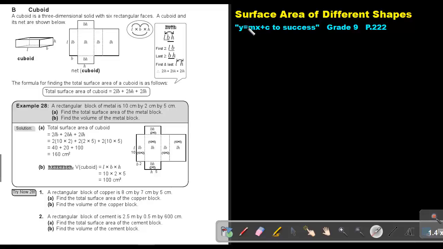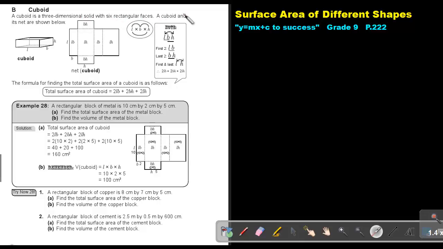Part 19. We are going to continue with the surface area of different shapes. You will find this on page 222 in the Namibian Mathematics Grade 9 textbook. We are going to focus on the cuboid. A cuboid is a three-dimensional solid with 6 rectangular faces.